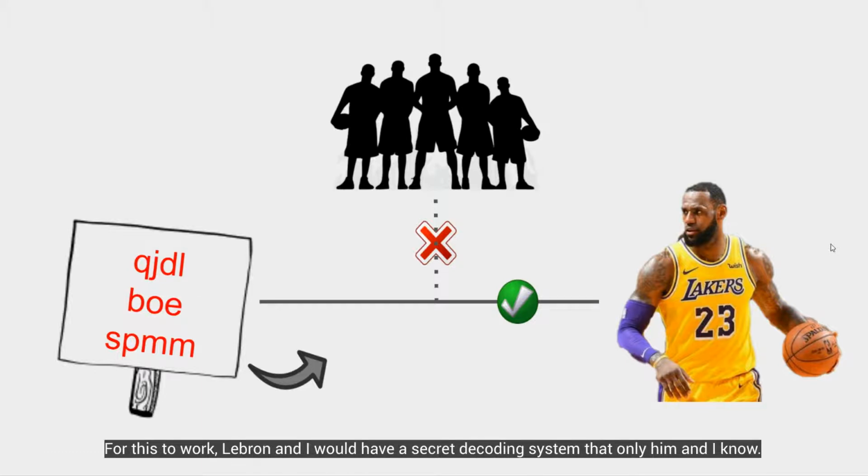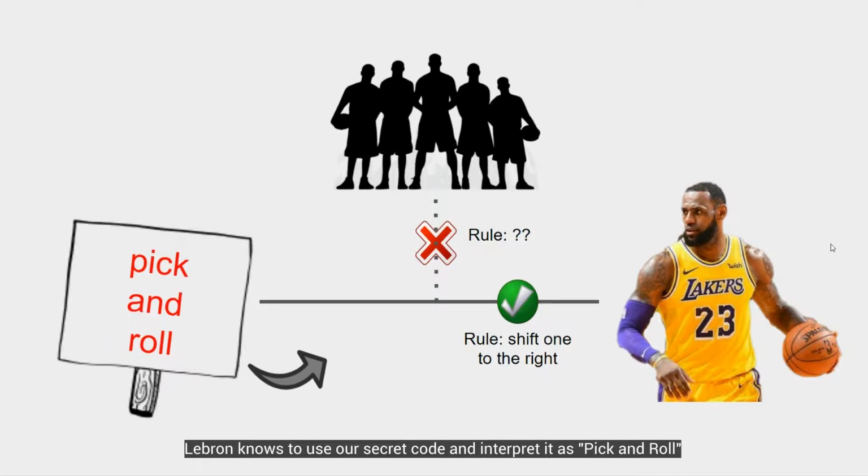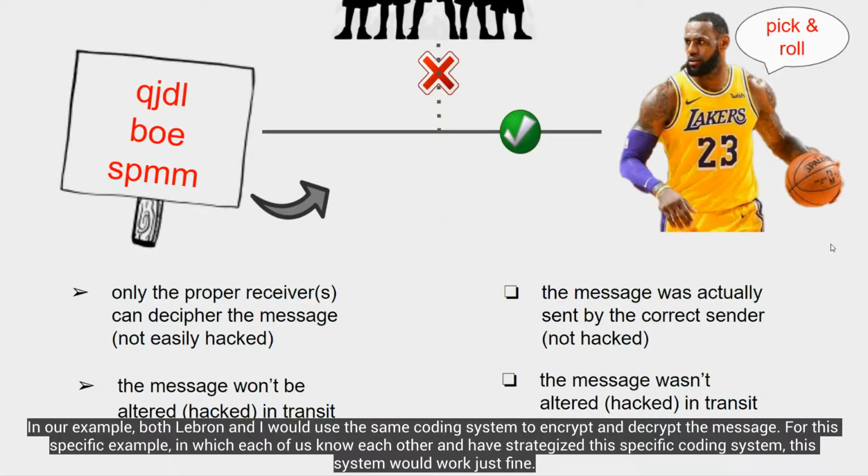For this to work, LeBron and I would have to have a secret decoding system that only he and I know. Maybe the secret system is the common shift over one to the right, where A equals B, B equals C, and so on. Now, LeBron knows the message, but the other team doesn't. So when I send him this message of QJDL, BOE, SPMM, LeBron knows to use our secret code, and he can interpret it as pick and roll.